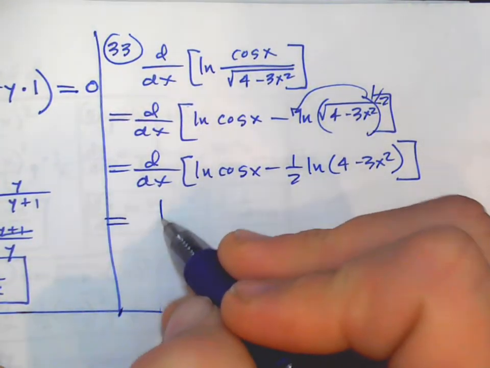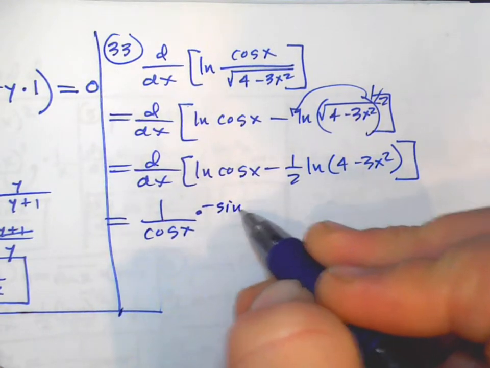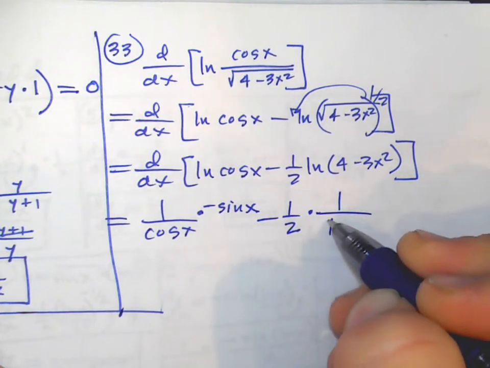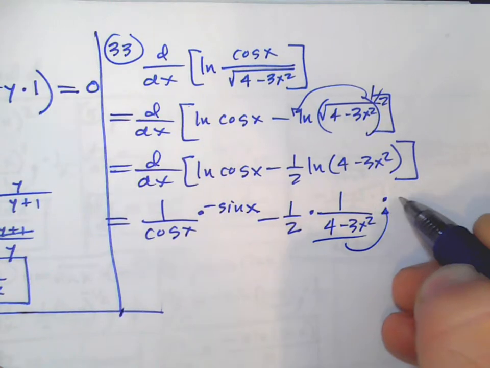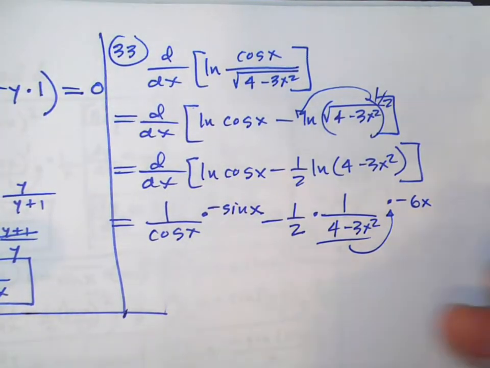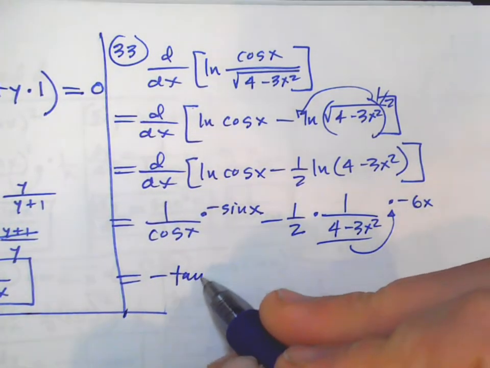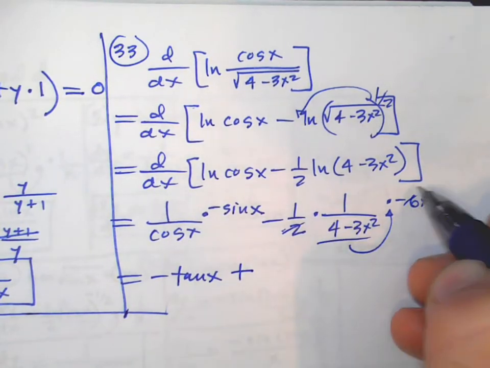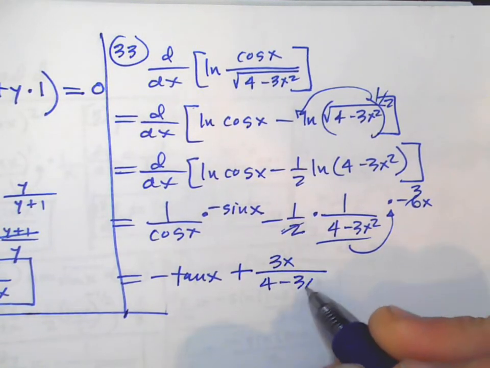So now it's going to be 1 over cosine x times the derivative of what's inside, which is negative sine x, minus 1/2 times 1 over what's inside times the derivative of what's inside. And you're done with the derivative. Leaving it the way it originally was and doing the derivative that way would be horrible. This is negative tangent x plus 3x over 4 minus 3x squared.